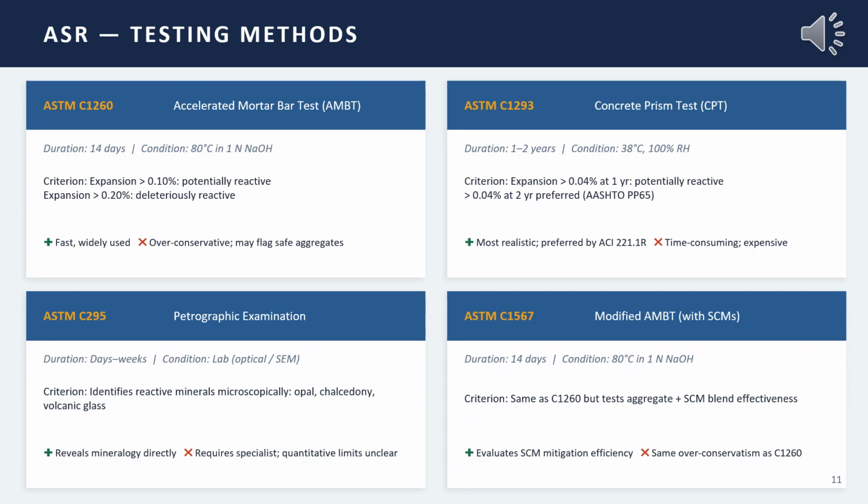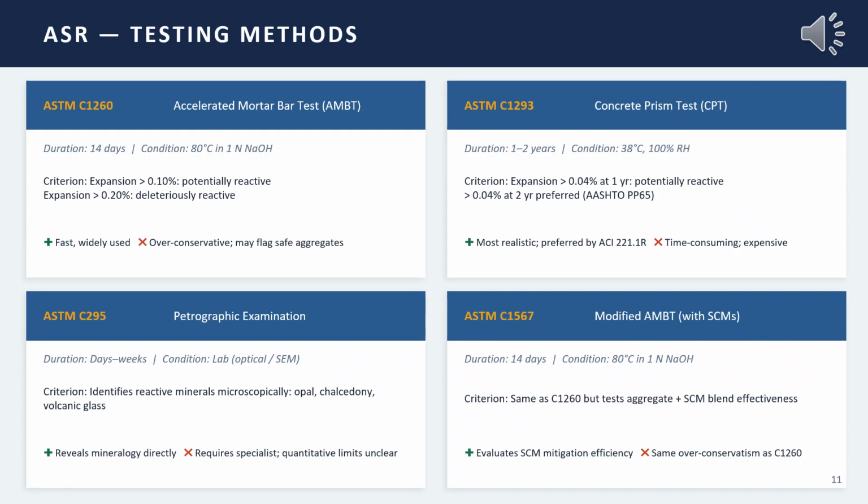The third is ASTM C295, petrographic examination. A trained petrographer examines thin sections of the aggregate under polarized light and scanning electron microscopy to directly identify reactive mineral phases. This gives you mineralogical information no chemical test can provide. Its limitation is that it tells you what's there, but not definitively how much expansion will occur.